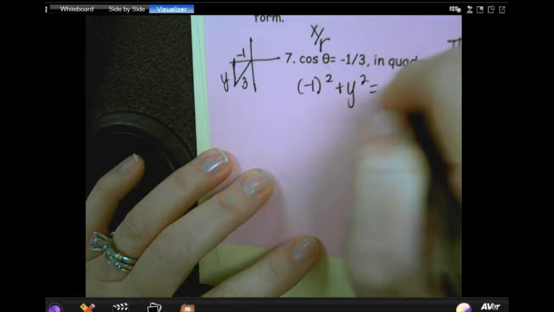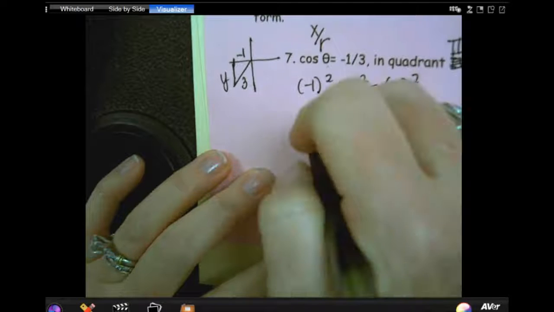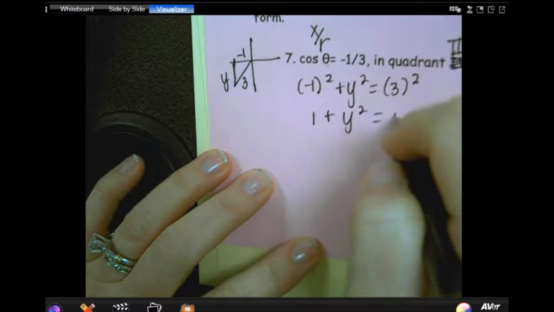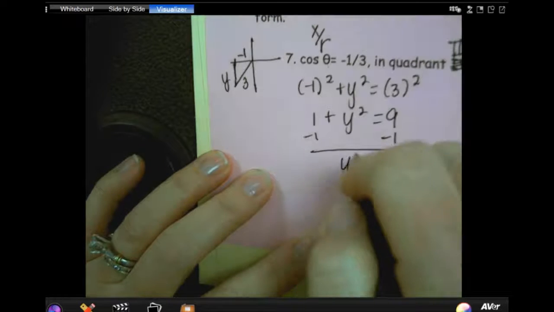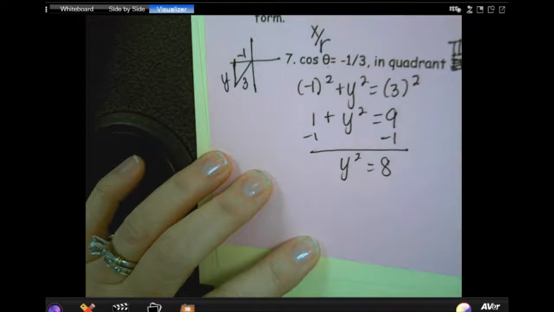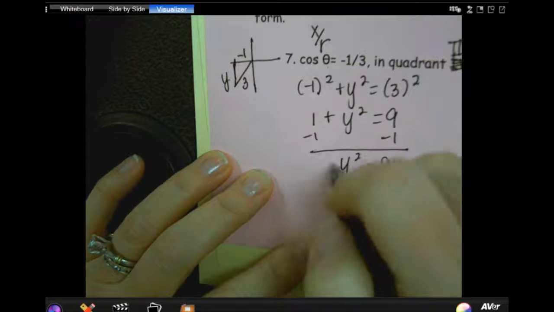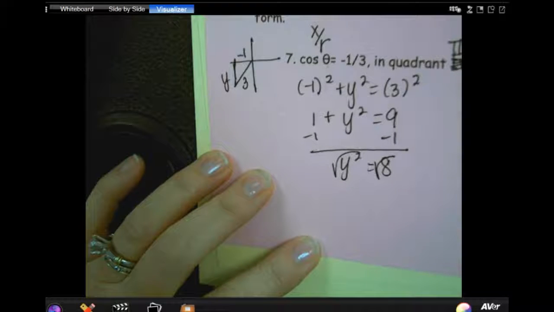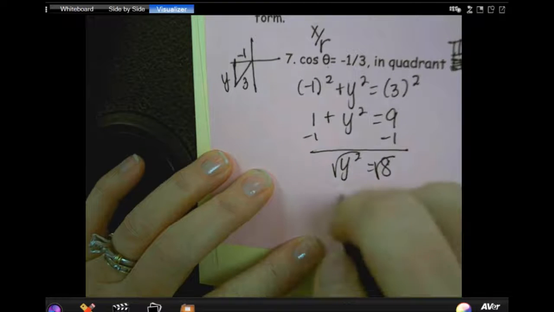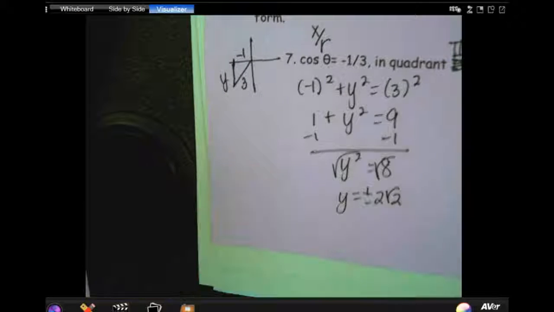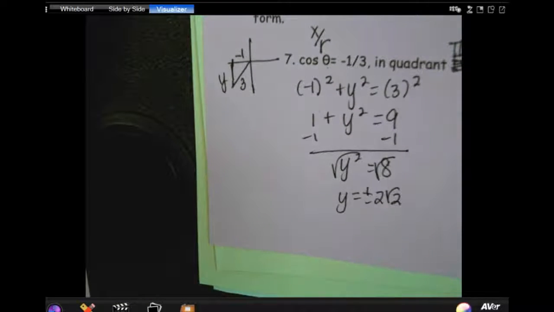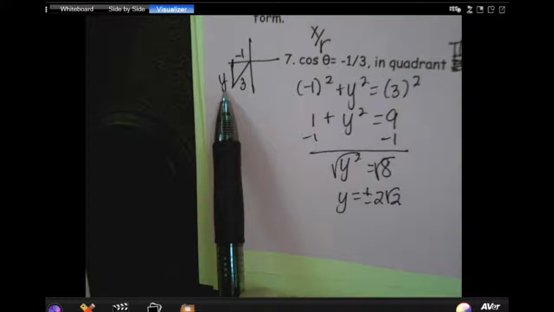So I'm going to do negative 1 squared plus y squared equals 3 squared, which gives me 1 plus y squared equals 9. So when I subtract 1, I get y squared equals 8. And the square root of 8 gives me 2 square root of 2, right? When I take the square root, though, I get a plus or a minus. And normally we use the positive. But what has to be true about the y to be in the third quadrant? It has to be negative.